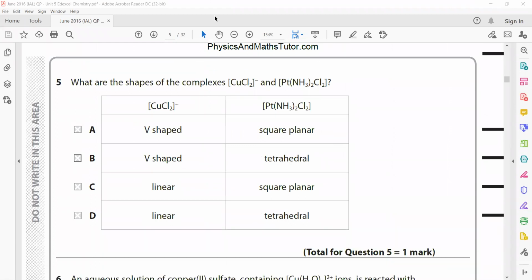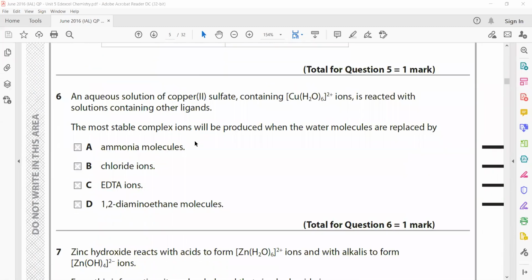What are the shapes of these complexes? The two ligands are attached, so it should be linear. C will be the answer, or D. Then platinum has a square planar complex, so C is the right answer, which can have isomers, cis or trans.